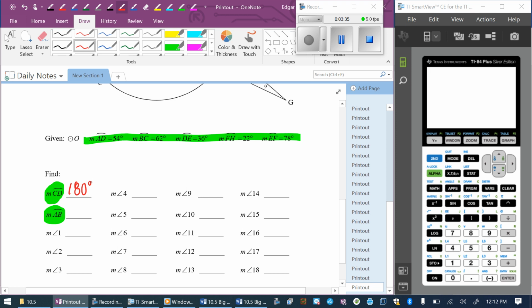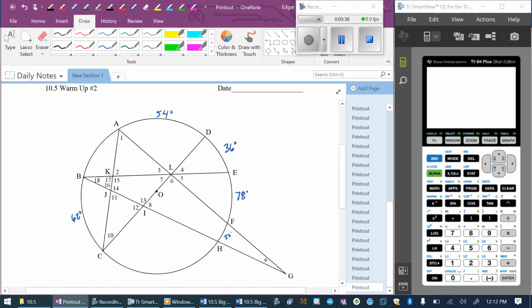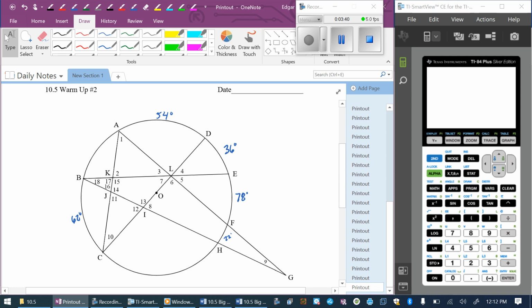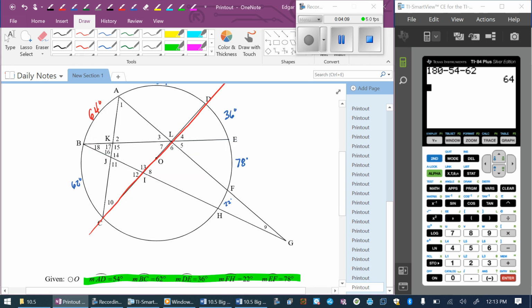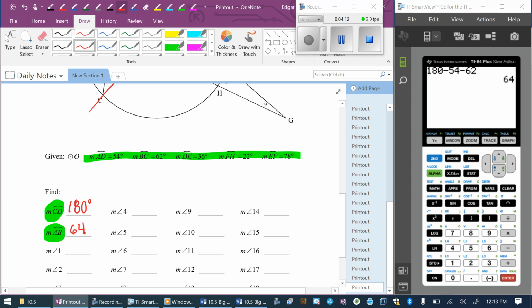All right, moving on to the next one, the measure of arc AB. The measure of arc AB here is going to be, well, let's see, a similar process, guys. This is a diameter. This is a semicircle. So that should all be 180 degrees. So what I could do is just subtract 180 minus 54 as well as 62 to give me 64 degrees. So the measure here is 64 degrees.